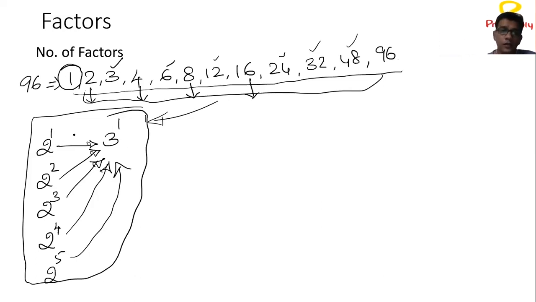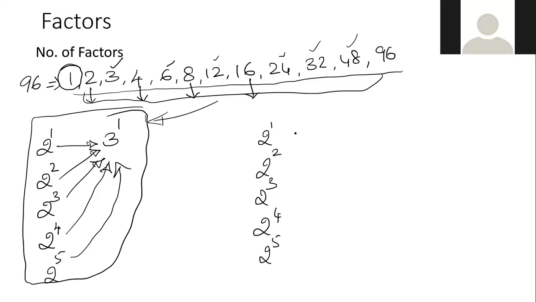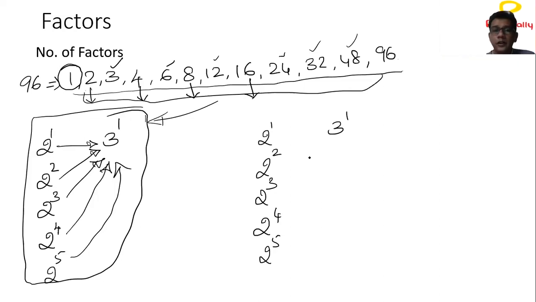So can you guys think and tell me how I can bring 1 into these sets if it doesn't belong to 2 power 1, 2 squared, 2 cubed, 2 power 4, 2 power 5, or 3 power 1? How do I try to bring 1 into these sets? So 1 can be 2 power 0, because any natural number to the power of 0 is 1, right? Which means I can also write 1 as 3 power 0.